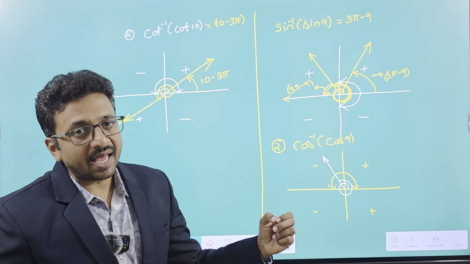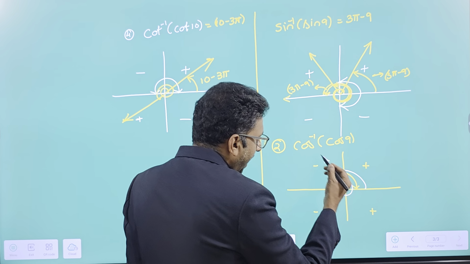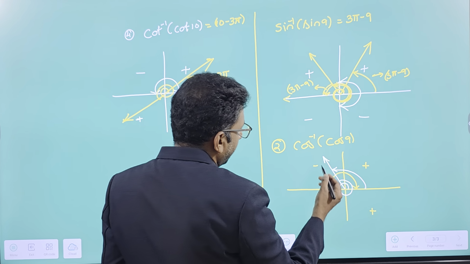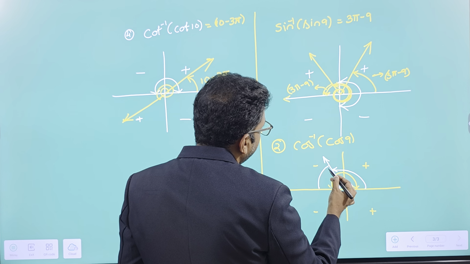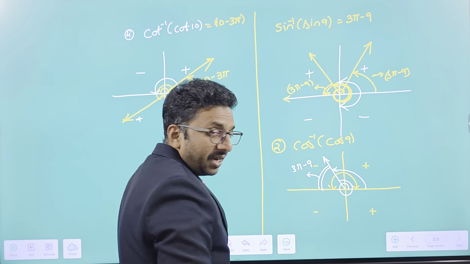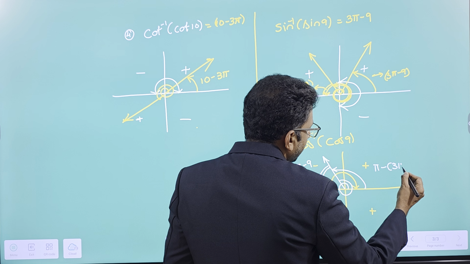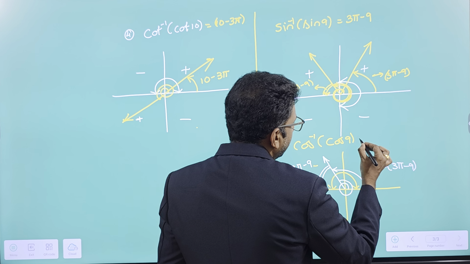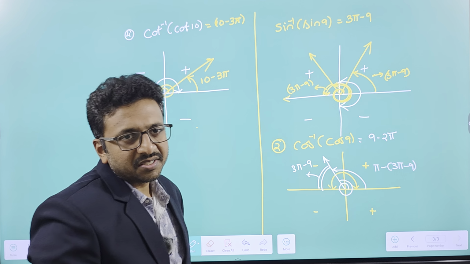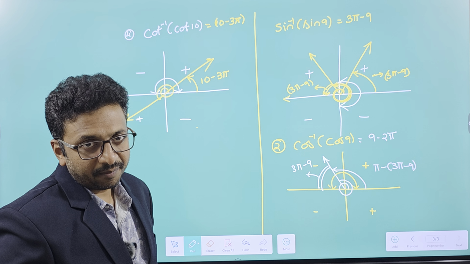So whatever is the basic angle corresponding to this ray is the answer. So the answer now will be this angle. So how much is this angle? Clearly from the above, we have seen that this particular angle is 3 pi minus 9 radians. So this angle is clearly pi minus of 3 pi minus 9, which is equal to 9 minus 2 pi. So cos inverse of cos 9 is 9 minus 2 pi.